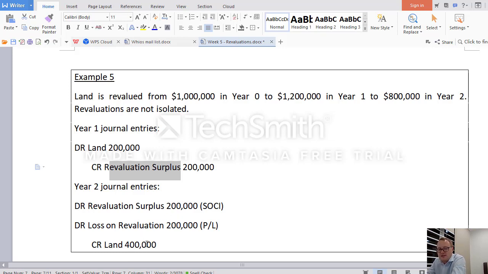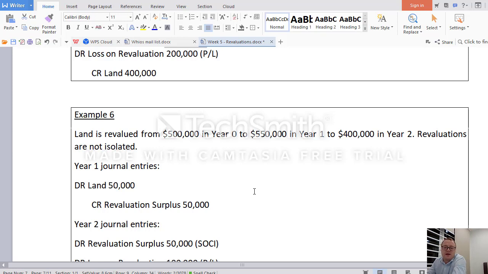This 400,000 must be split into genuine and non-genuine. So the genuine loss would be 200,000. Call it revaluation loss. Loss on revaluation goes into the profit and loss, decreases your income. And the non-genuine one is a reversal of the initial increase of 200,000. So this value corresponds to 1.2 million minus 1 million, back to 1 million. Okay.